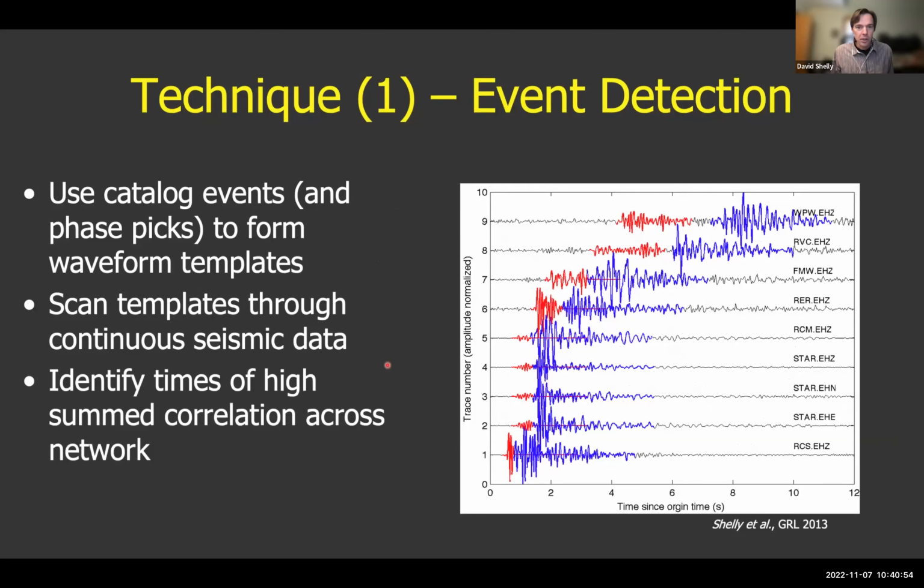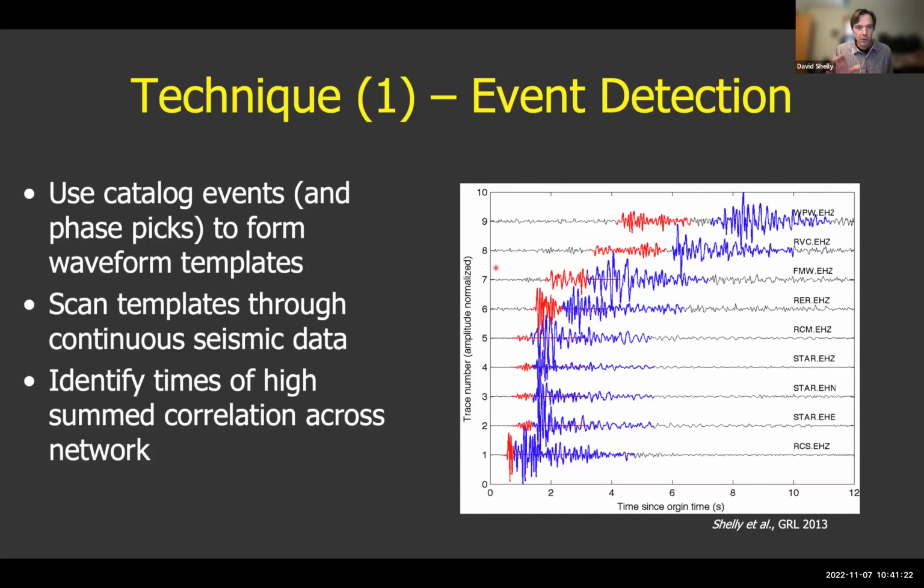Okay, so just the basics on how we're detecting events. We're using routinely cataloged earthquakes and the associated phase picks to form waveform templates. This figure shows an example, I think this is from Mount Rainier, where the P wave template is in red, the S wave template is in blue.